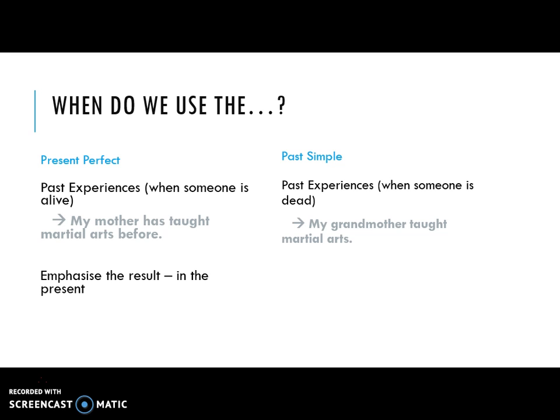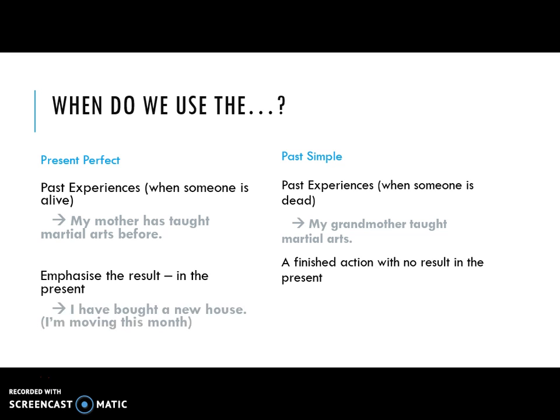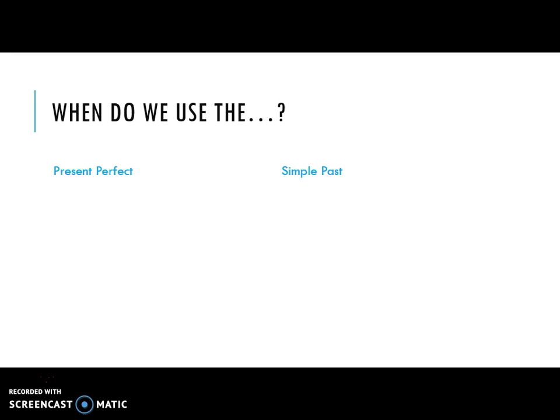Okay, we use present perfect to emphasize the results in the present. And past simple is used with a finished action with no result in the present. So let's look at some examples. I have bought a new house. I'm moving this month. I'm moving this month is the result in the present. For past simple, I bought a new house, but I bought it 3 years ago. There is no result in the present. I bought it, I moved into it. There's no more actions in the present, so we use past simple.